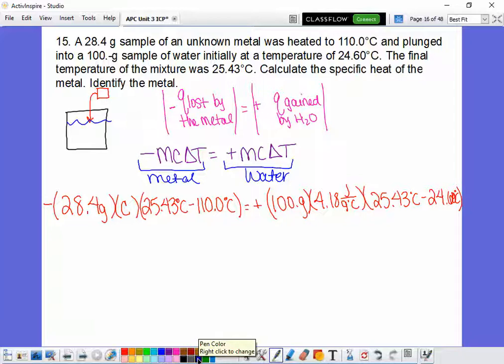Notice that the metal's change in temperature is significantly larger than the water's change in temperature, right? And we also have a lot less of the metal than we do of the water. So do we think our specific heat of the metal will be greater or less than that of water? It should be less because it changed temperature a lot more. Remember, they're inversely proportional. So our prediction is C of the metal should be less than C of water.